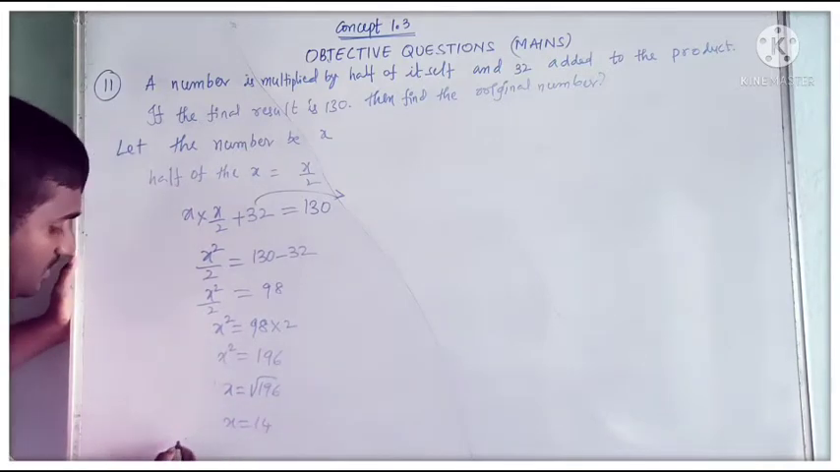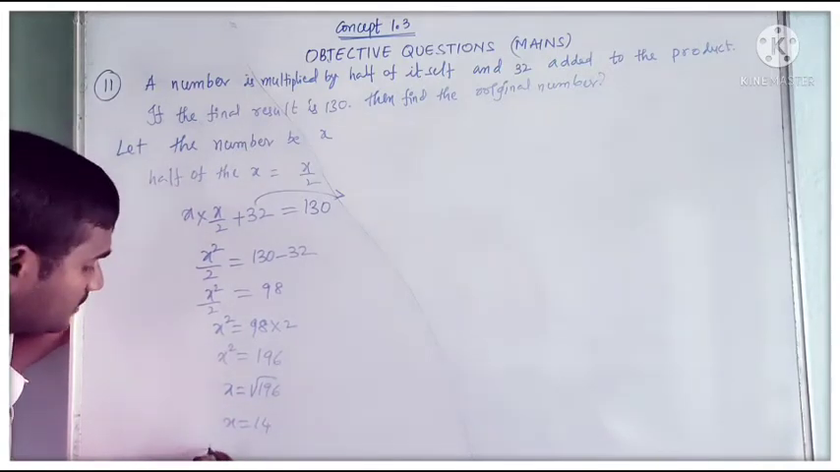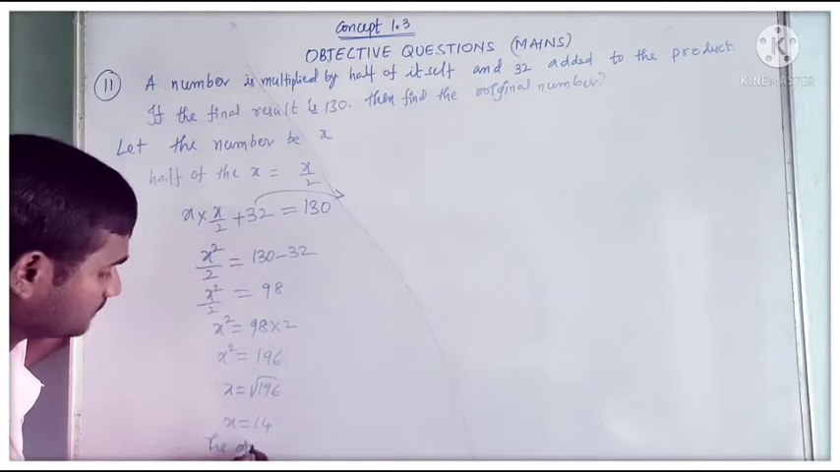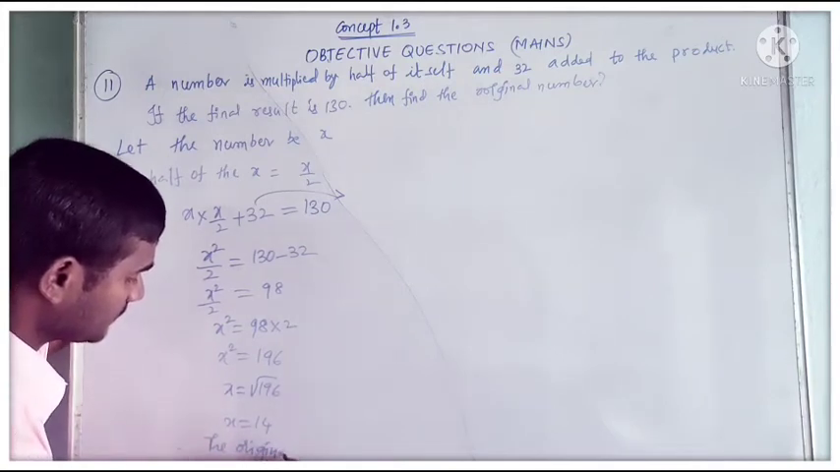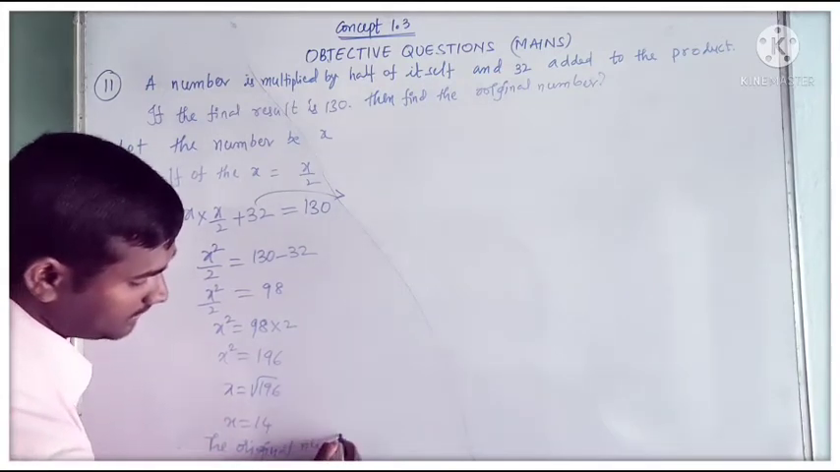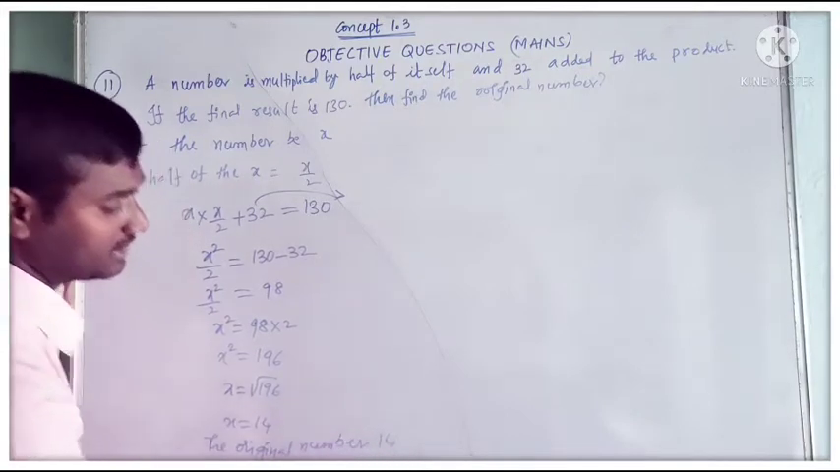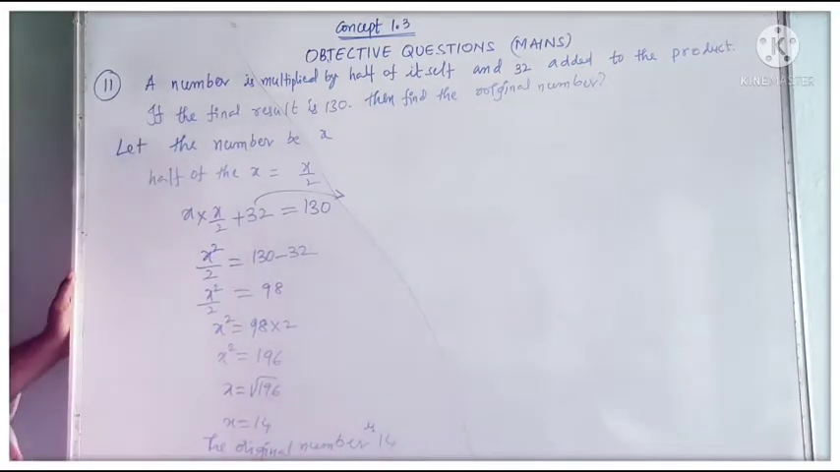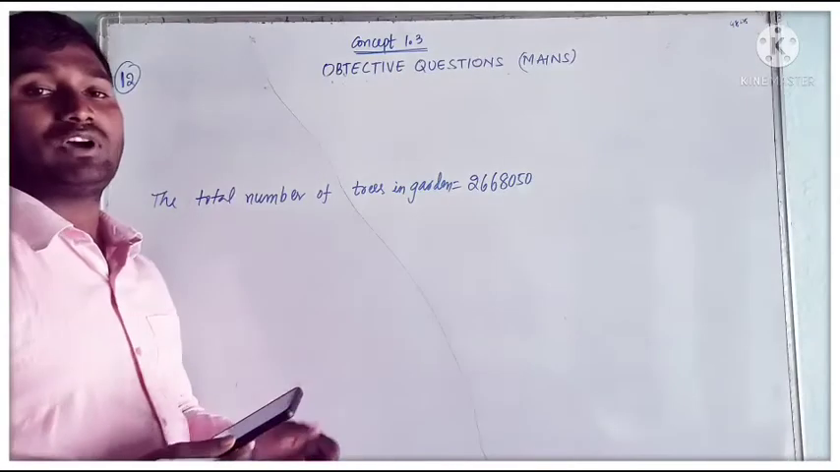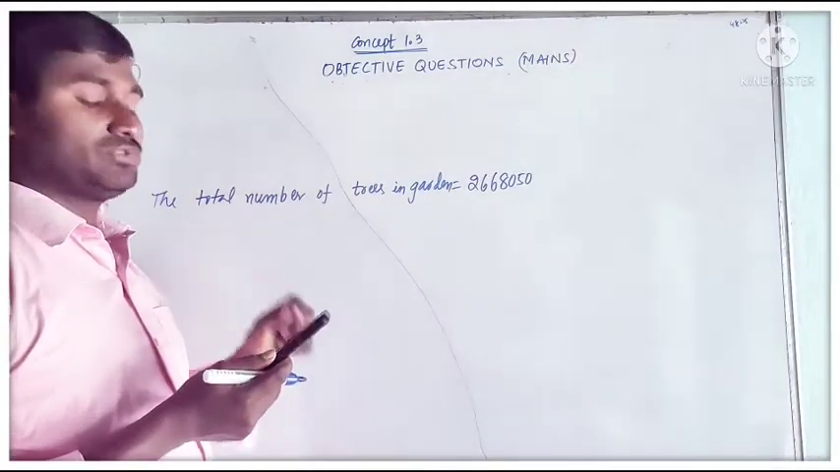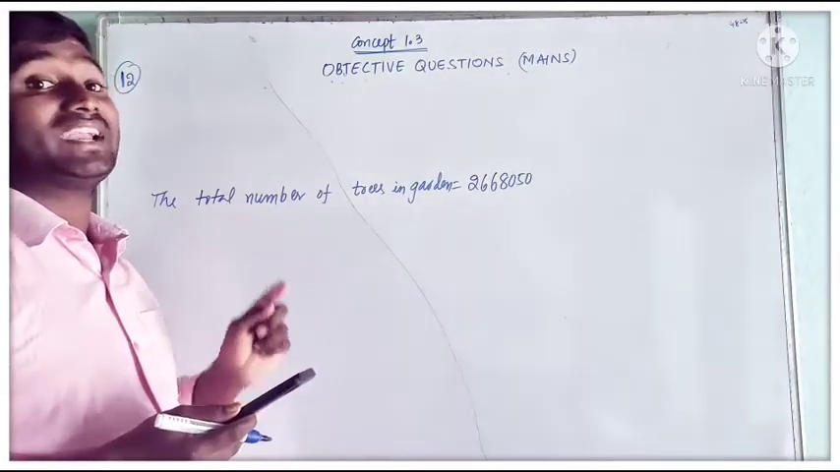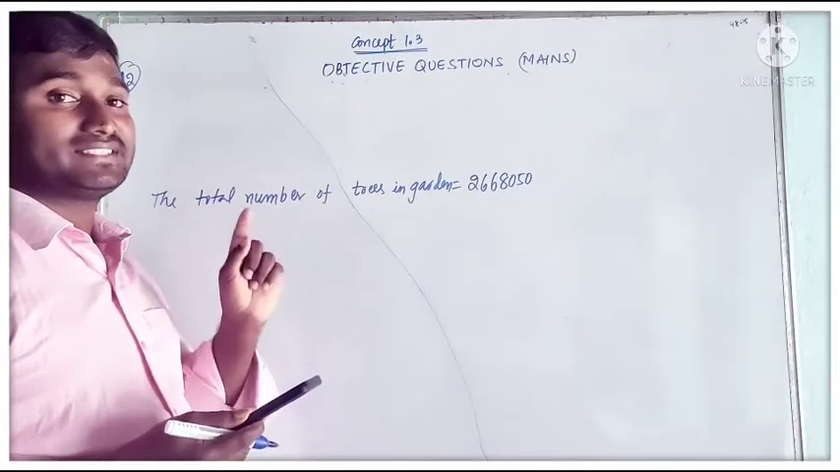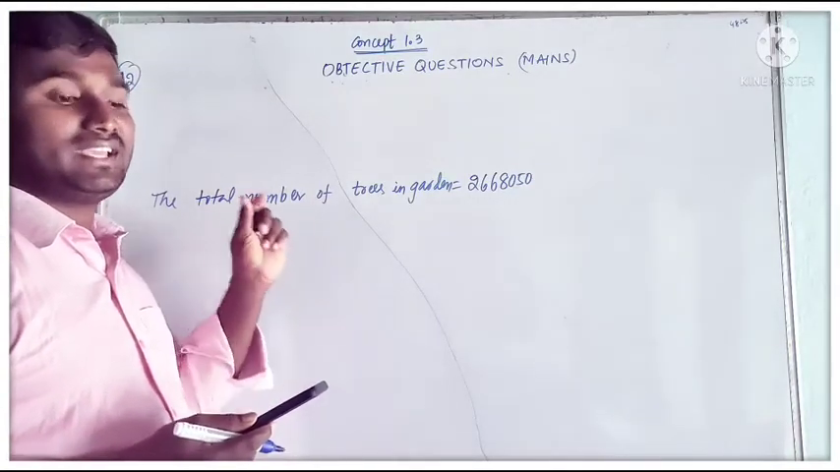So therefore the original number is 14. Now I am going to discuss the 12th question with you, a very important and confusing question. Listen properly, you will get it very easily.